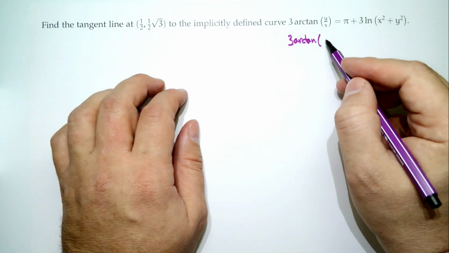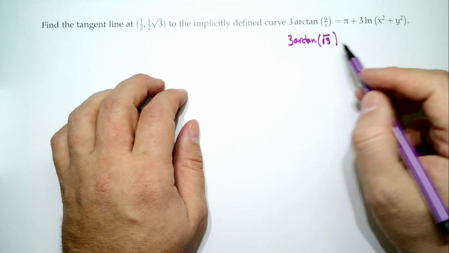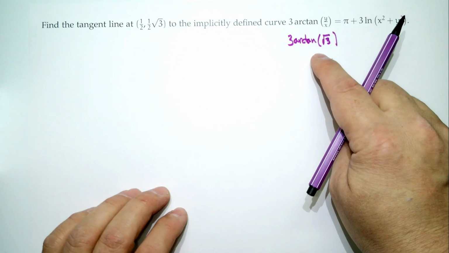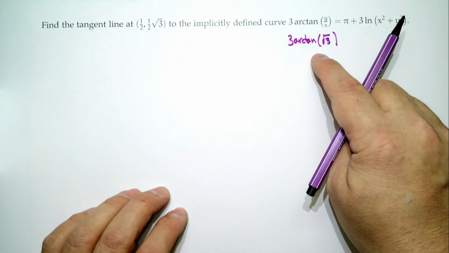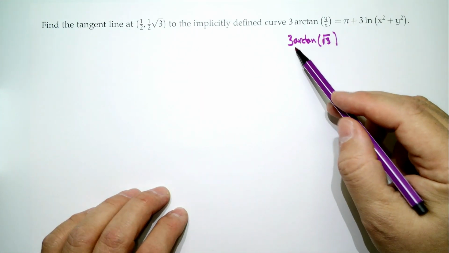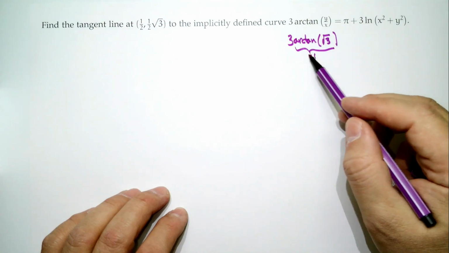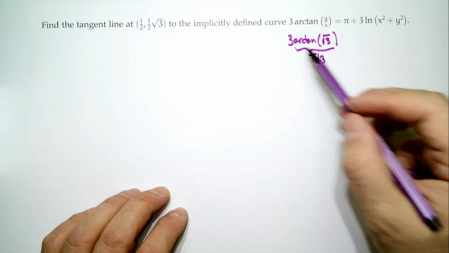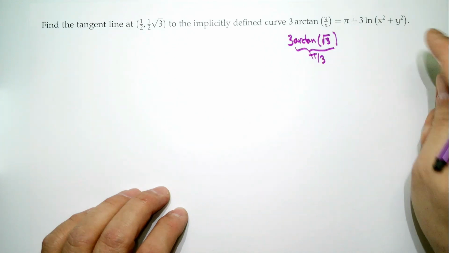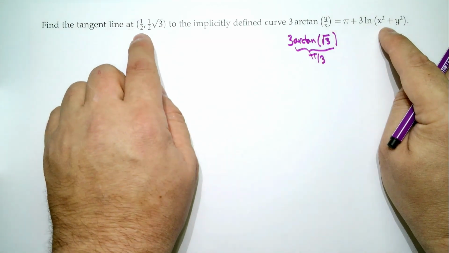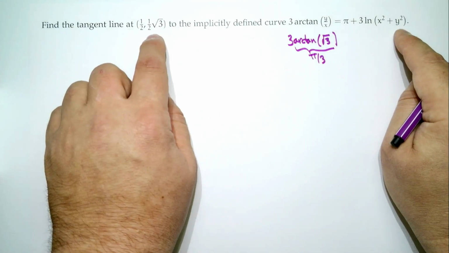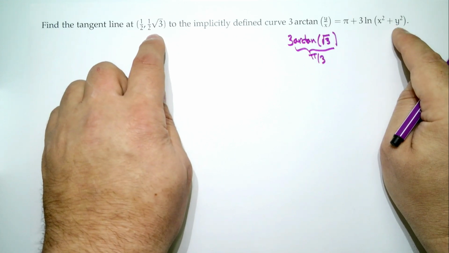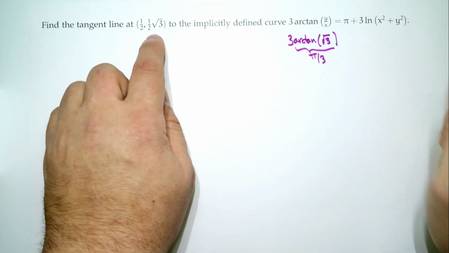But if you need a little bit more convincing, you would see that this is 3 arctangent. Y over x becomes square root of 3. Well, do you know what the arctangent of square root of 3 is? It's a 60-degree angle, also known as pi over 3. 3 times pi over 3 gives us pi. If you take x squared, you get a fourth. Y squared gives you 3/4. A fourth plus 3/4 is 1. And log of 1?